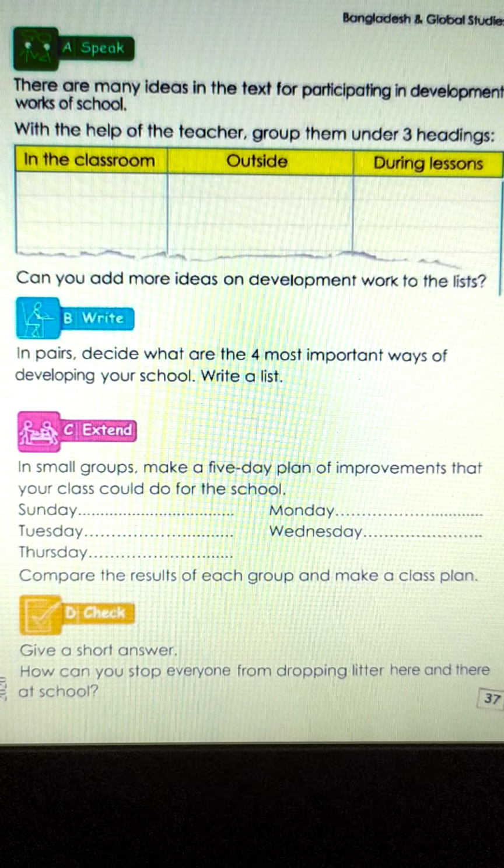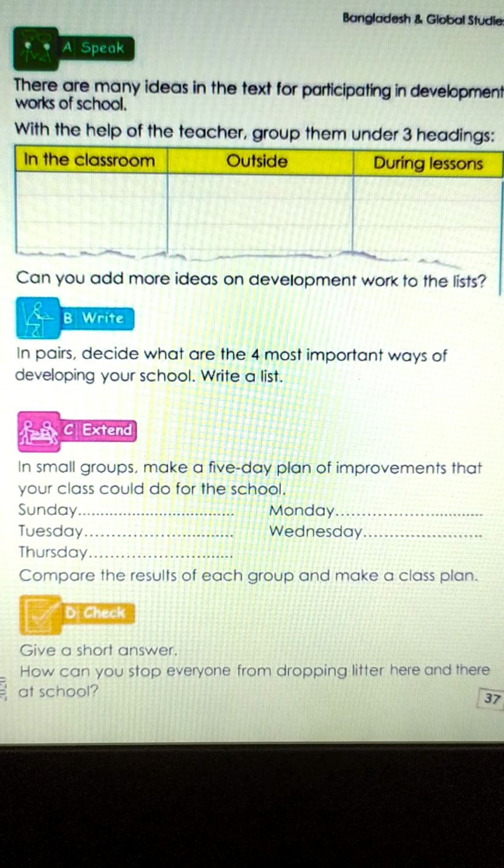So here we can also have some headings like in the classroom, outside, or during lessons. You can think about something, what you can do in the classroom and outside, or what you can do during the lessons to help your teacher or be a good student in the school, and you're gonna write them in the book. Okay, so I hope you have understood everything.